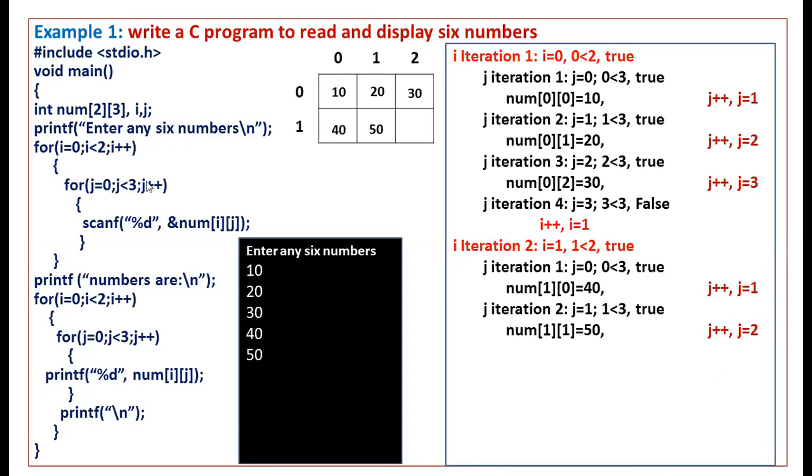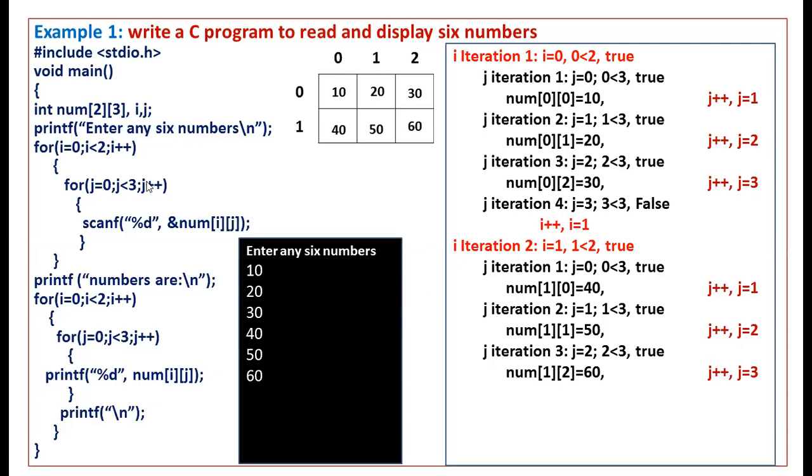Same way, j will get incremented by 1. J value is 2. 2 is less than 3. True. If it is true, scanf will execute. The element will be stored. Element 60 will be stored in num of 1, 2, row 1, column 2.